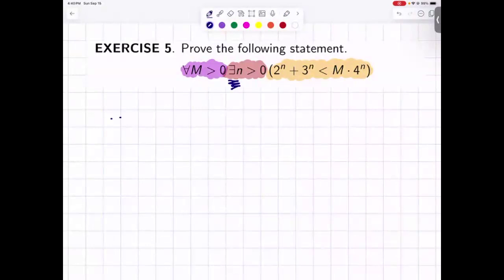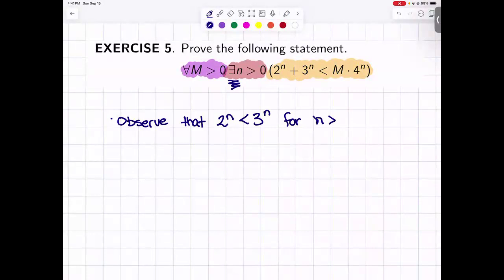So to start off with our rough drafts, with our rough work, we're going to just observe that 2^n is strictly less than 3^n, right? 2 is less than 3. These have the same exponents, and this is true for all n's greater than 0. We know this to be true.